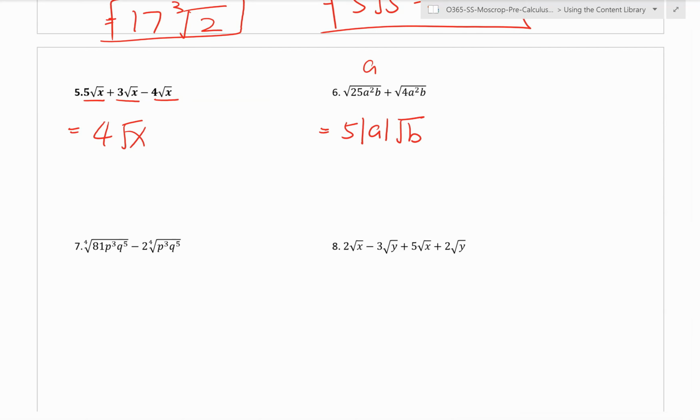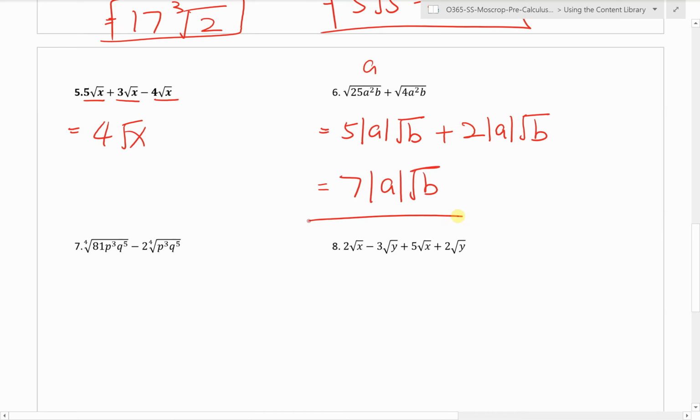So you must have the absolute value symbol here, okay? Plus, square root of 4 is 2. And again, square root of a squared is absolute value of a. And we still have the root b there. Now we can add them together because these are like radicals, right? Same radicand, same index. It's absolute value a in the front, absolute value a in the front as well. 5 plus 2 is 7. So 7 times absolute value of a times root b.